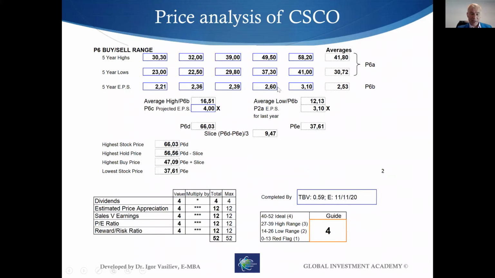Okay, but we know that that's the actual income for that specific period. So we add together 5 years of earnings and calculate the average earnings, and then we divide. We look, okay, on average people paid $41 for that share. So how is it compared to the earnings? So 41 divided by 2.5 comes to 16.